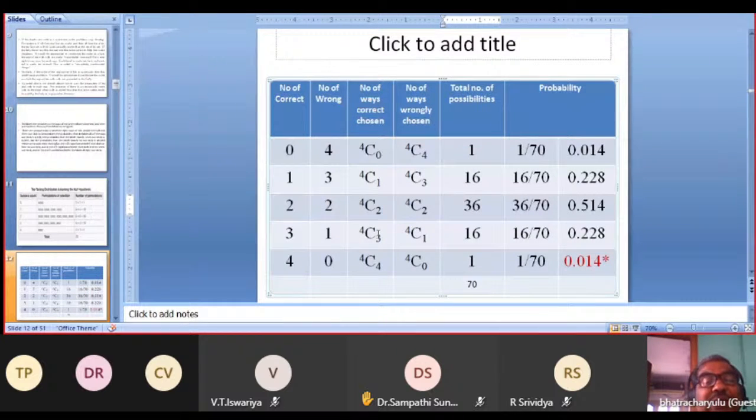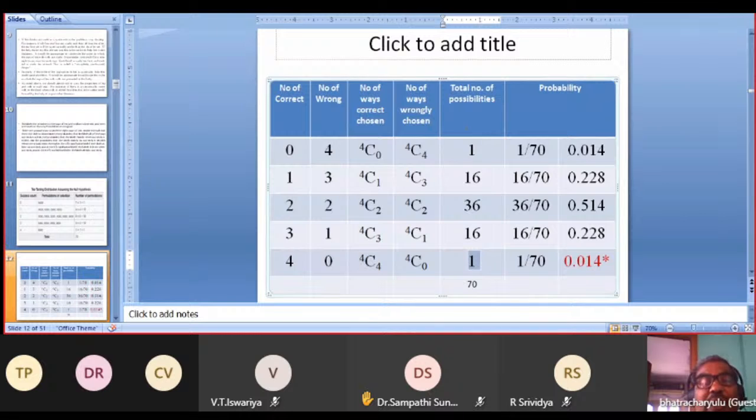So 3 correct, 1 wrong. The possibilities are 4C3 and 4C1. So therefore, totally there are 16 possibilities existing. And all correct, none wrong: there are 4C4 into 4C0, the resulting value is 1. So there is one possibility.